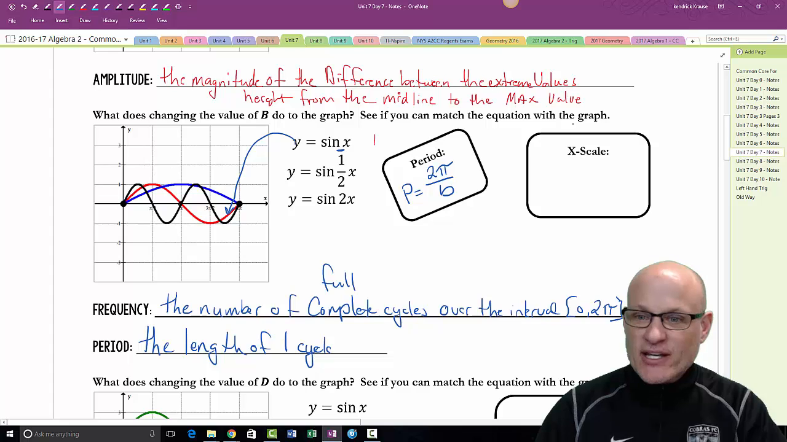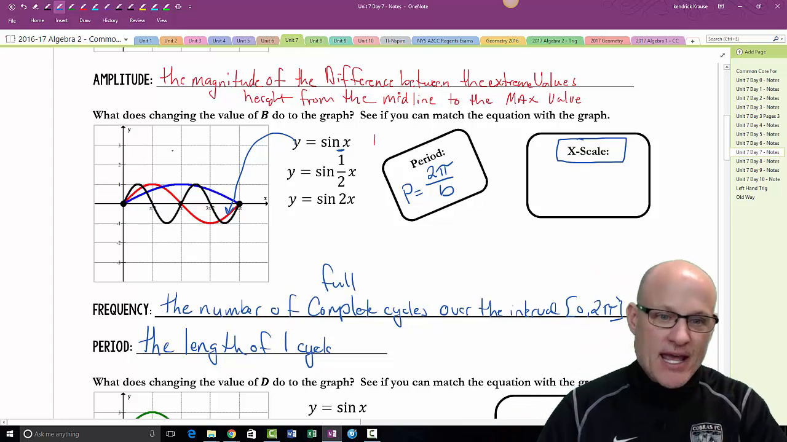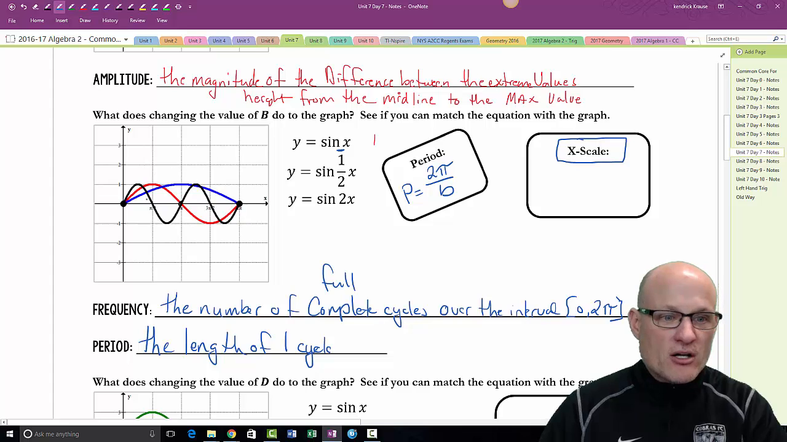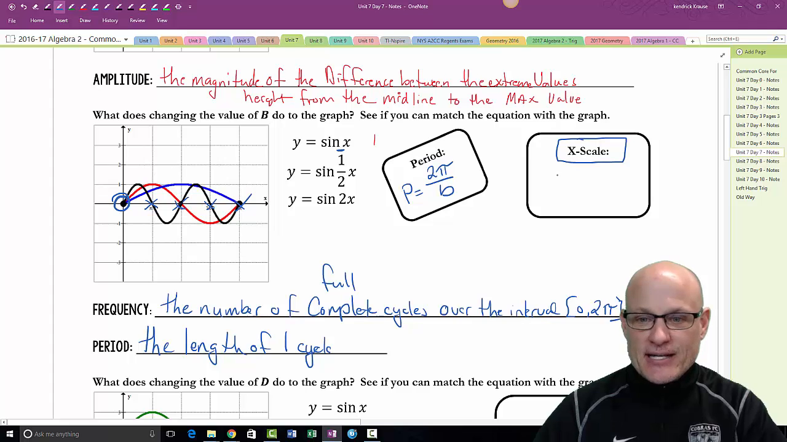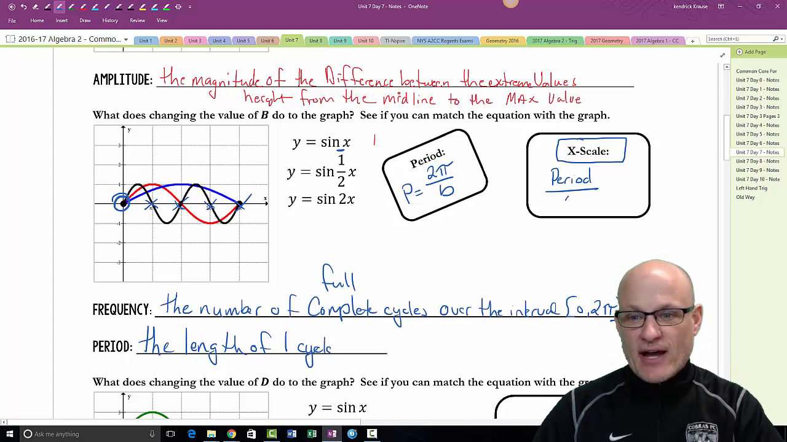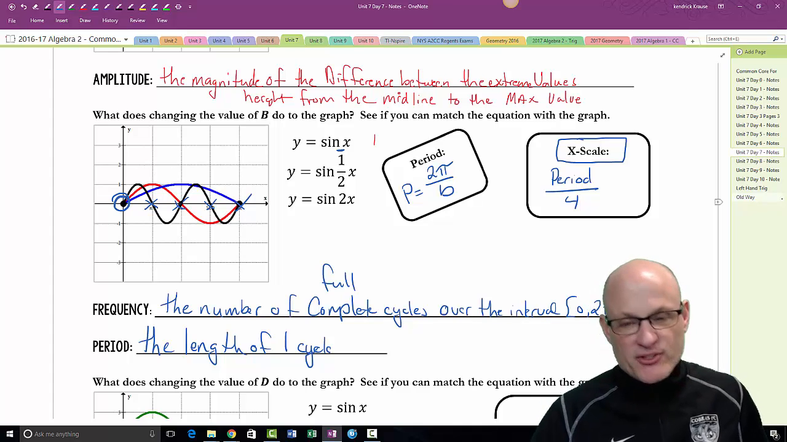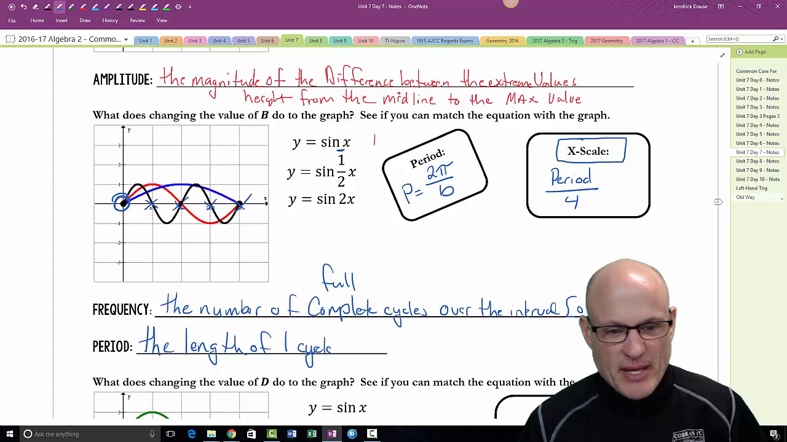Now, why do I need x scale? X scale sometimes helps us determine what scale we're going to put on the graph. And the easiest way to do that, because I always want to start at 0, and then I need 1, 2, 3, 4 other points after that. So I'll take my period, the time it takes to complete one full cycle, and divide it by 4. That will help us determine what we should put on our scale. And you'll see where that comes into play on the next page.